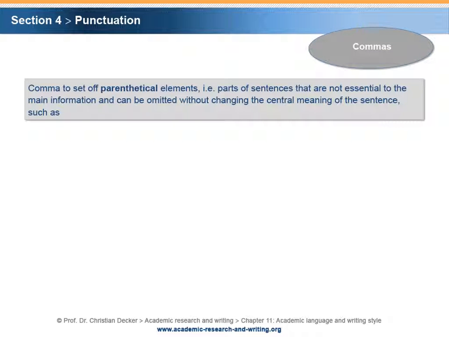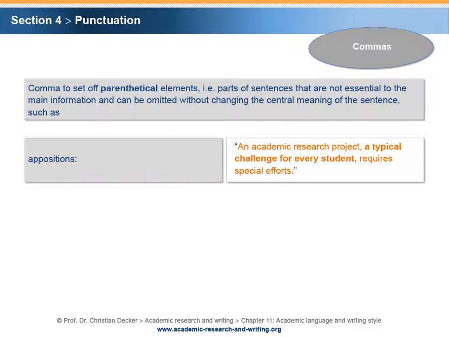Commas are used to set off parenthetical elements. Parenthetical elements are parts of sentences that are not essential to the main information and can be omitted without changing the central meaning of the sentence. A typical parenthetical element is the apposition or appositive. A non-restrictive apposition gives information about the preceding subject but can be omitted without changing the meaning of the sentence. Example: an academic research project, a typical challenge for every student, requires special efforts.